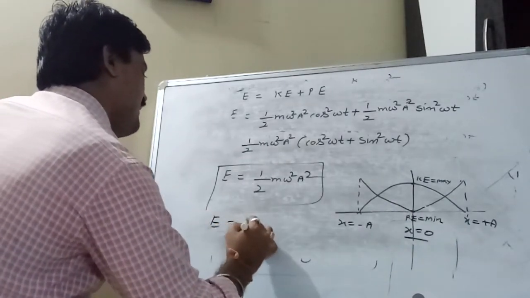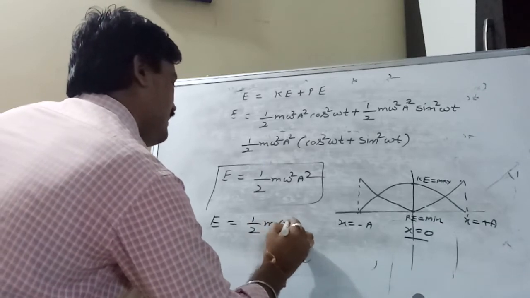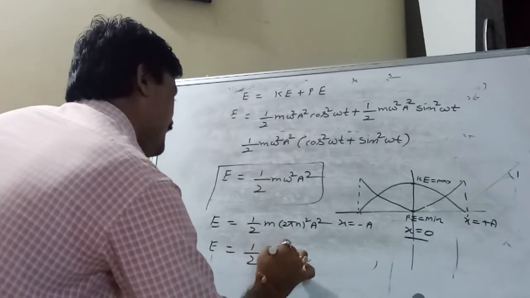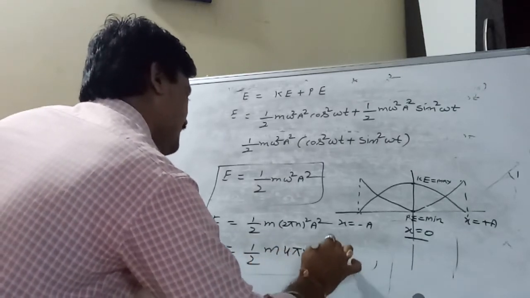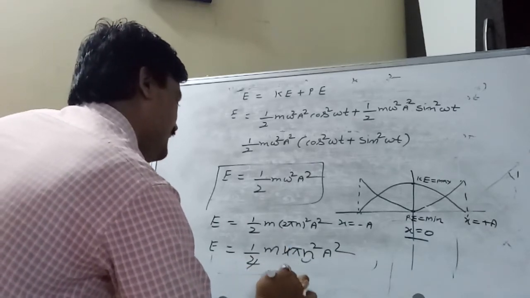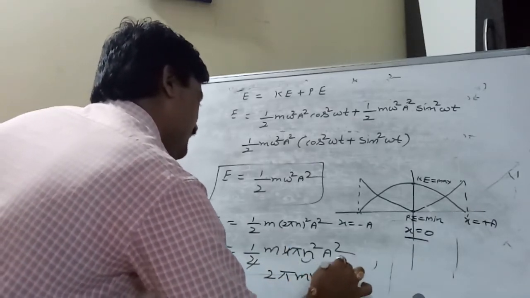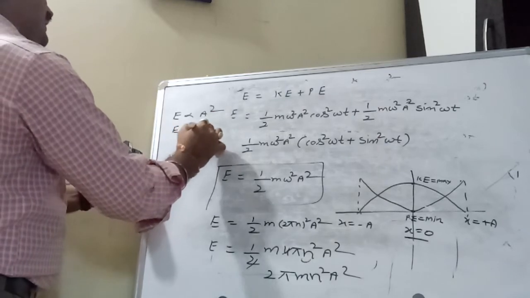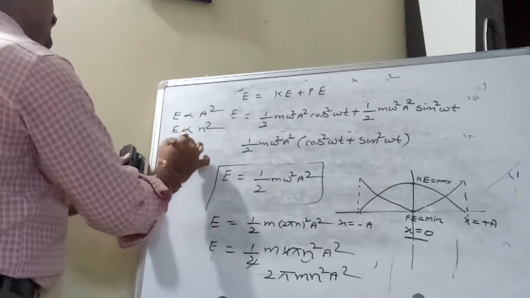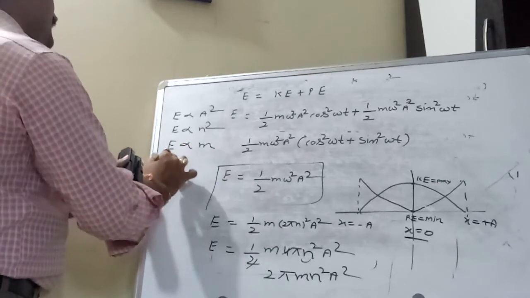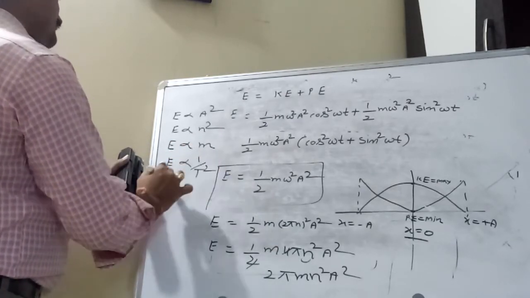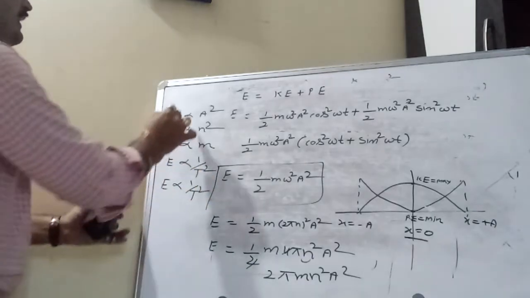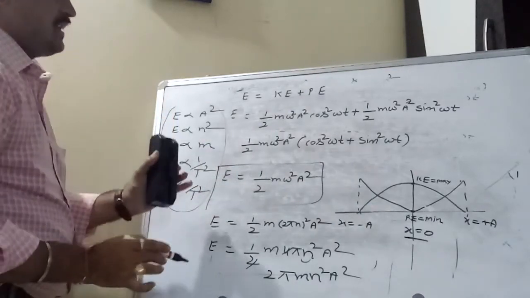So E is equal to half m omega square, with omega equal to 2 pi n, whole square into a square. So E is equal to half m into 4 pi square n square into a square, that is 2 pi square n square a square m. So E is proportional to the square of amplitude, proportional to the square of frequency, proportional to the mass of the body, and inversely proportional to T square, the time period. E is proportional to the inverse square of the time period. So this is the total energy in SHM.